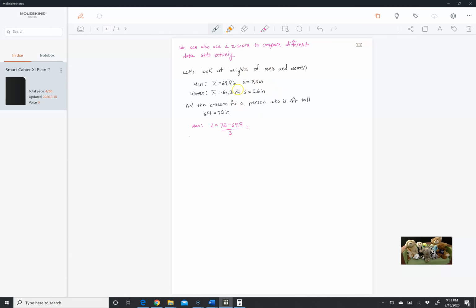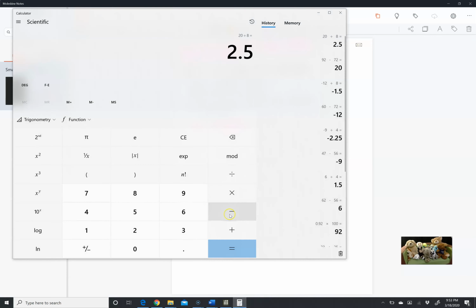Notice that for men, there's a slightly bigger spread in heights. The standard deviation is 3, whereas for women, the spread in heights is a little bit less. So if we calculate this, 72 minus 69.9, and we divide by 3, we're only 0.7 standard deviations away from the mean.